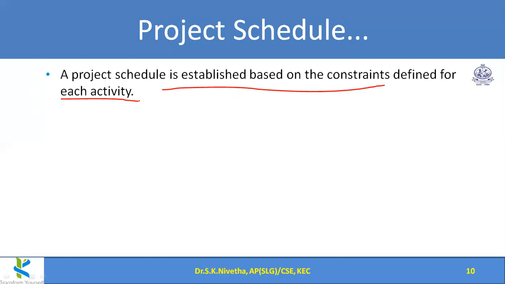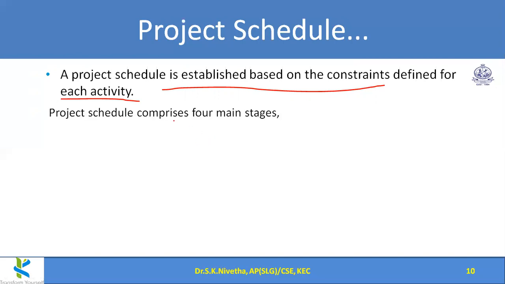Activity 2 can be started only when activity 1 is over. So that is the constraint on activity 2. Likewise, each activity may have some constraints. Those are to be listed, and based on that we have to make the schedule.